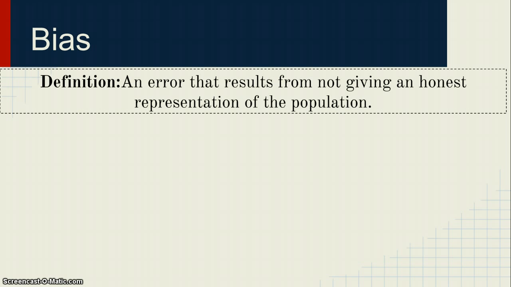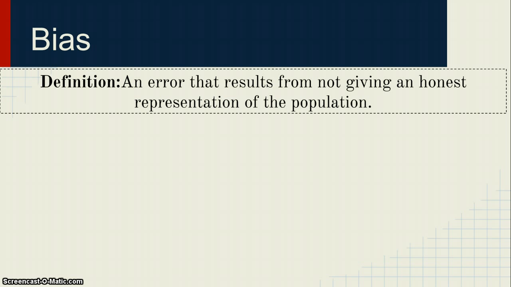Next is bias. Here's our definition for bias. It's an error that results from not giving an honest representation of the population. To put that in other words, this is when you collect your data from your study, no matter what type of sample you pull, and the data that you get back is essentially false. And it's false because of the people that you chose or the way that you asked your question. There's lots of different ways to create bias, and we'll look at a few examples.